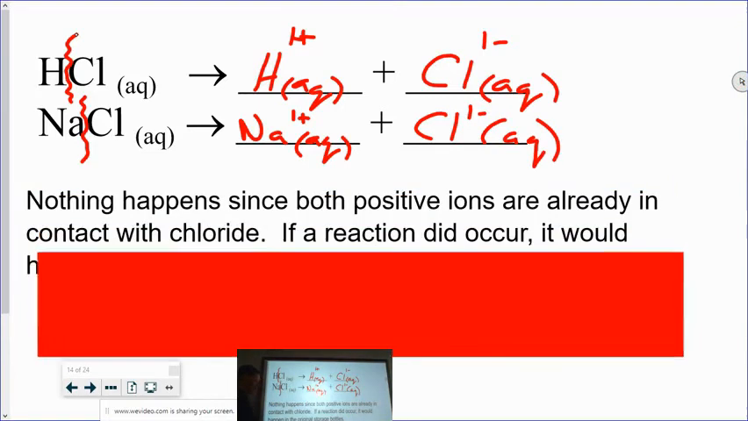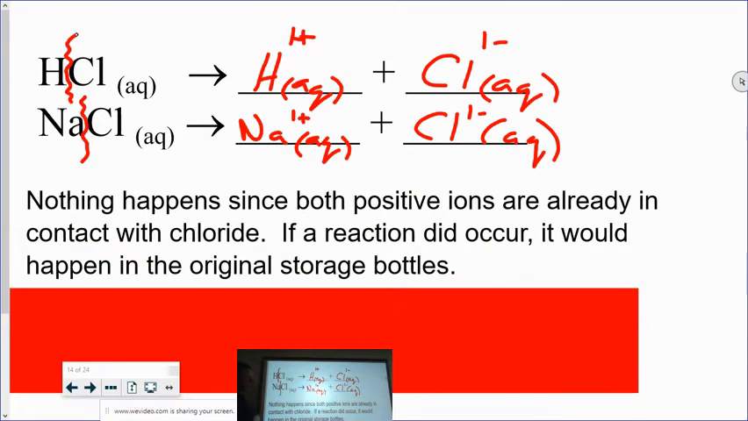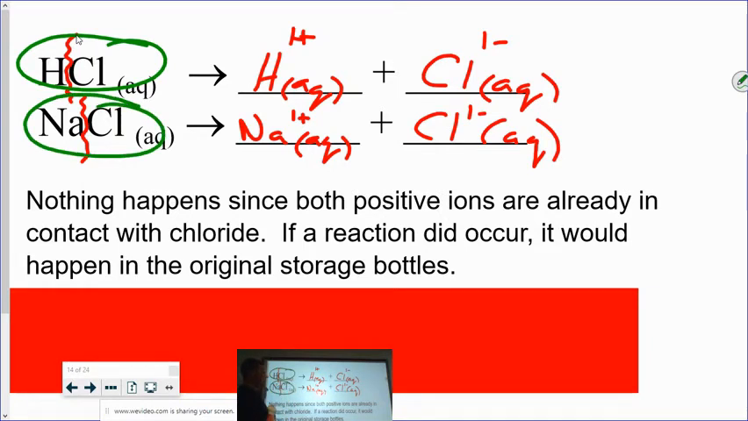This is a prettier version of what I just showed you. And the answer is nothing's going to happen because the ions are already in contact with chloride. So what do I mean by that? Well, nothing happened here when it's sitting in its bottle. It looked like a clear liquid. And nothing's happening here when this is sitting in its bottle. It looks like a clear liquid.